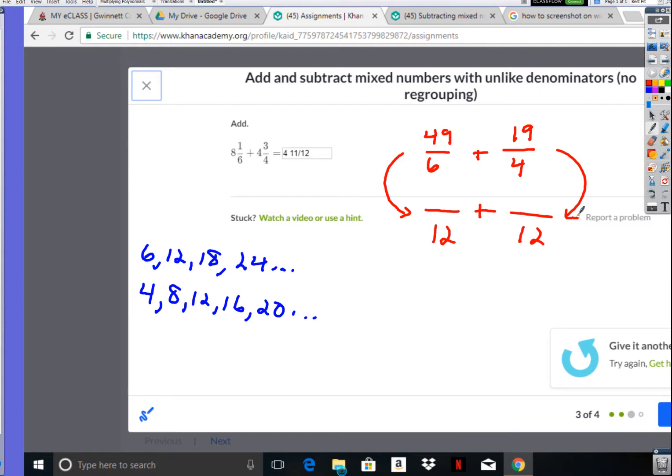Multiplication. 6 times what is 12? 2. 12 is the second multiple of 6. So whatever you do to the bottom, you gotta do to the top. So what is 49 times 2? It should be 98. 4 times what gives you 12? 3. So whatever you do to the bottom, you gotta do to the top. 19 times 3, is that 57? It's 57.